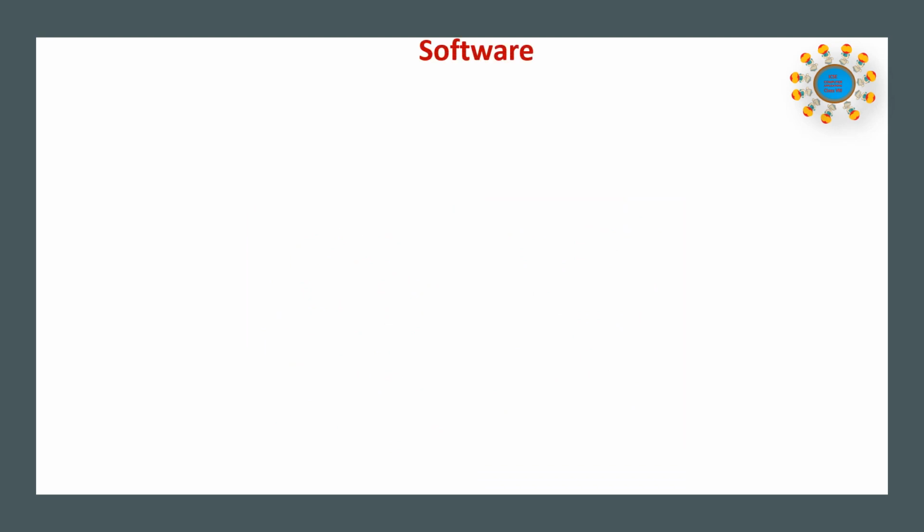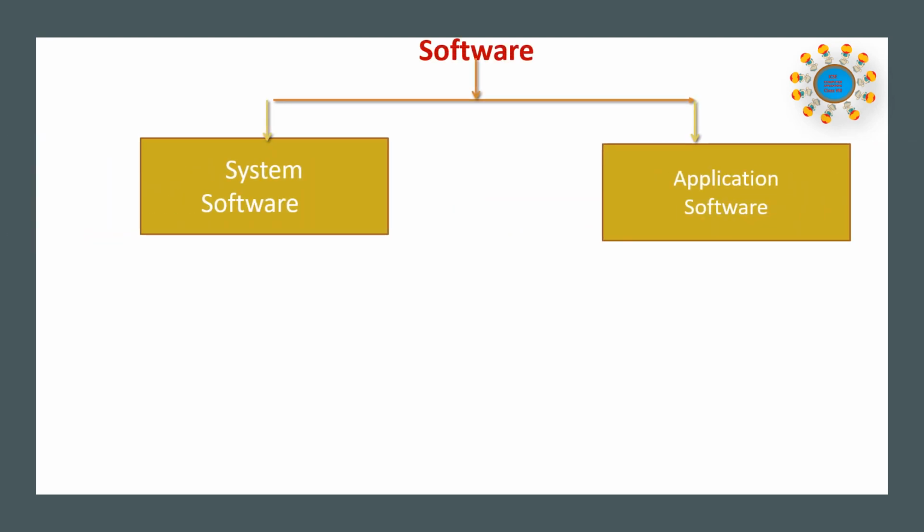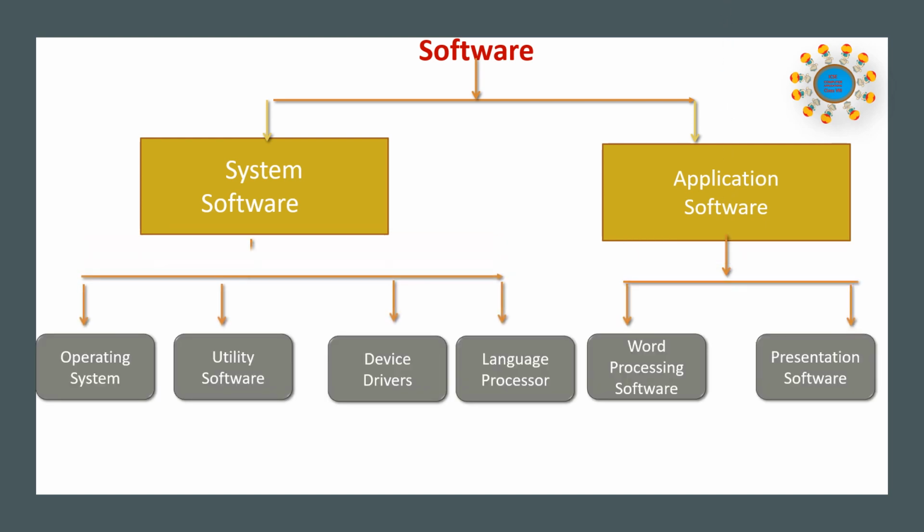Now coming to software, we are having two types of software, that is system software and application software. We can see the definition of these two in the next slide. System software has operating system, utility software, device drivers and language processor. While application software, based on the applications, we are having many applications, for example, word processing software and presentation software. Before going into detail, first of all, we can see the definition of system software and application software.